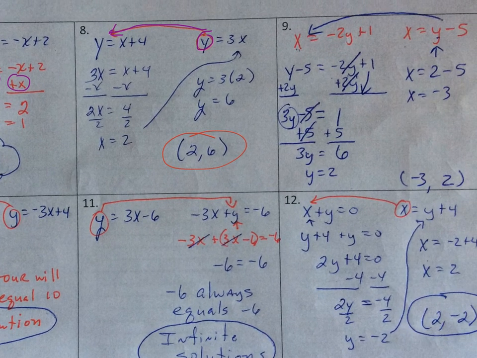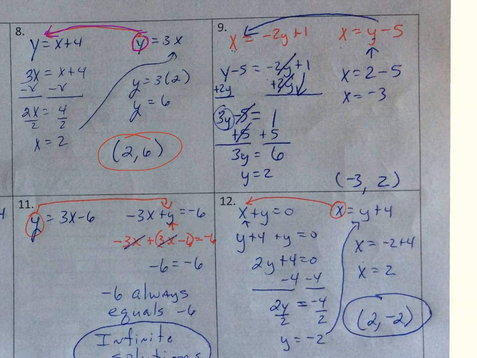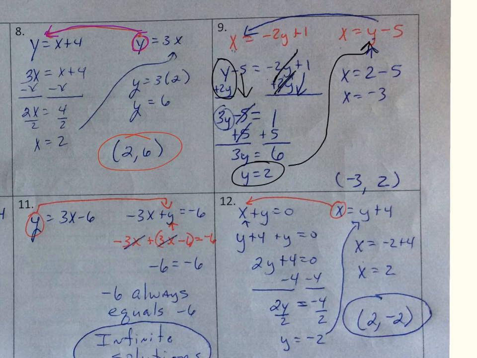Number 9 was a little bit more work, so since they were both equal to x, I put them both equal to each other. I then added the 2y to both sides. And then when I added the 2y to both sides, it cancels from this side, and 2y plus 1y is 3y. I brought down my negative 5 equals 1, and then I added 5 to both sides, and 3 times 2 is equal to 6, therefore y is equal to 2. I then plugged it in right there and got 2 minus 5, which x equals 3.